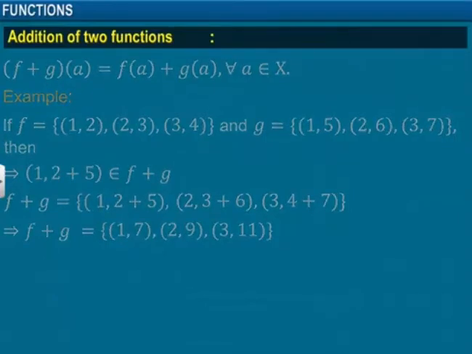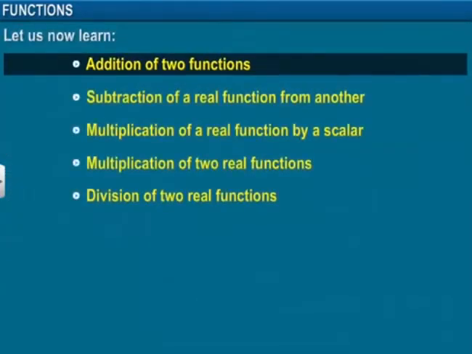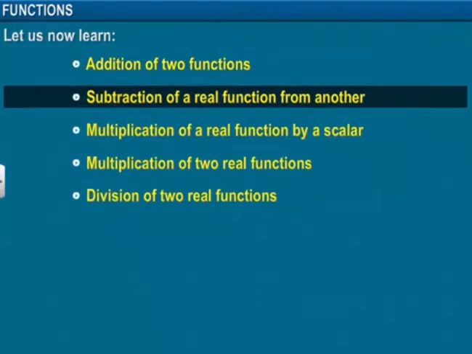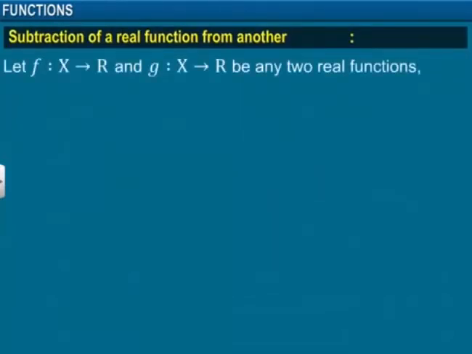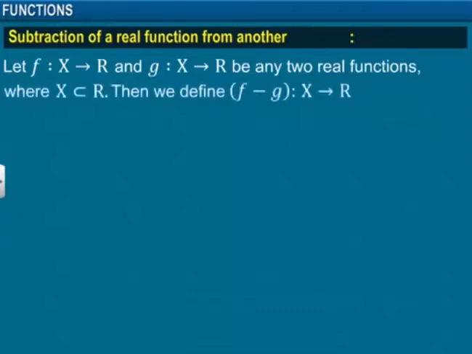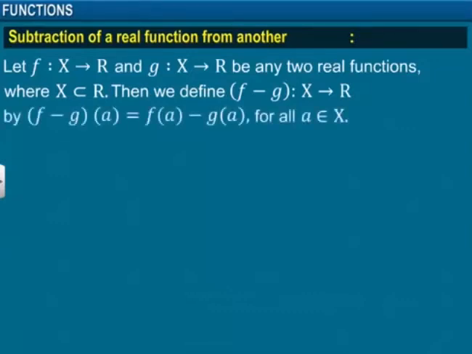Now let us learn the subtraction of one real function from another. If f and g are two real functions from X to R, such that X is a subset of R, then f minus g is also a function defined from X to R by (f minus g) of a is equal to f of a minus g of a for all a belonging to set X.